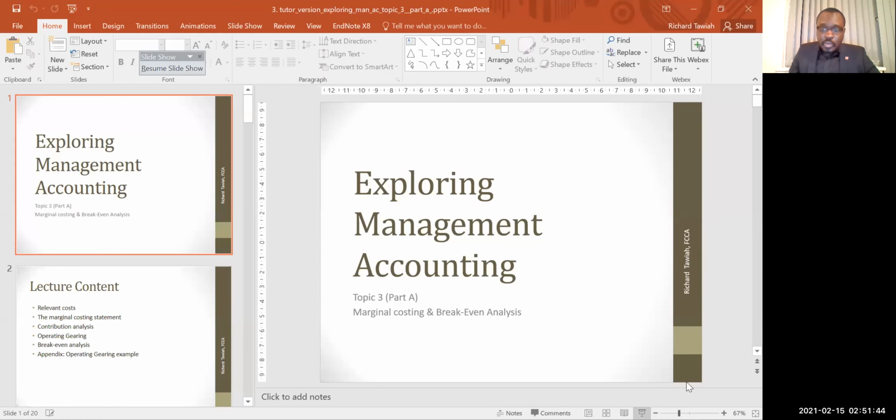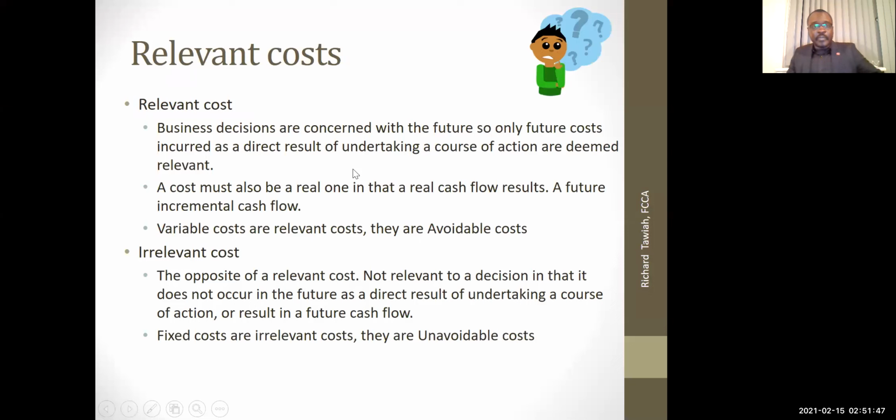Okay, so we delve into relevant costs. Any cost which concerns the future, business decisions are usually about the future. Any future costs which will be incurred as a direct result of undertaking the course of action are deemed relevant. So any cost which will impact on our current cash flows and which also has any impact on future incremental cash flows is a relevant cost. All variable costs are relevant costs, and they are avoidable costs. So in other words, all relevant costs are costs we can avoid and use an alternative means to achieve similar or the same purpose. All right.